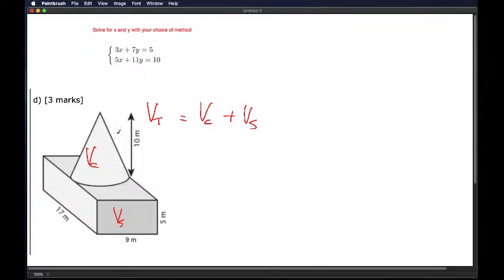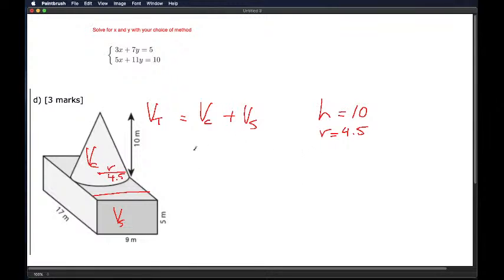So the cone we know has a height of 10. And if we put a circle in the middle from the outside, this would be our radius, and it's the same width as this from here to here. So if this is 9, we know the radius has to be 4.5. So the radius of the cone is 4.5.